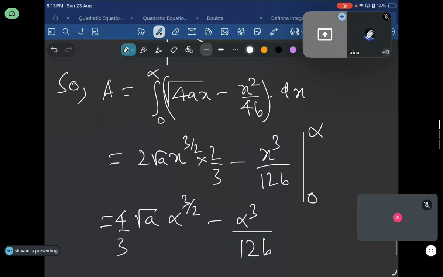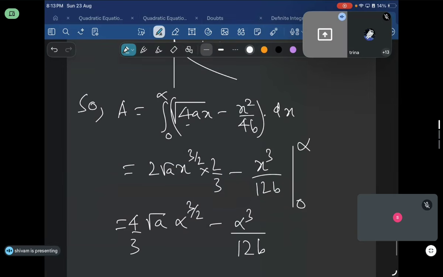First term, root over 4a into... Sir, no, last. Which one? Sir, root alpha into alpha to the power 3 by 2. Root alpha will also be there. Oh, that is root a. Root a.